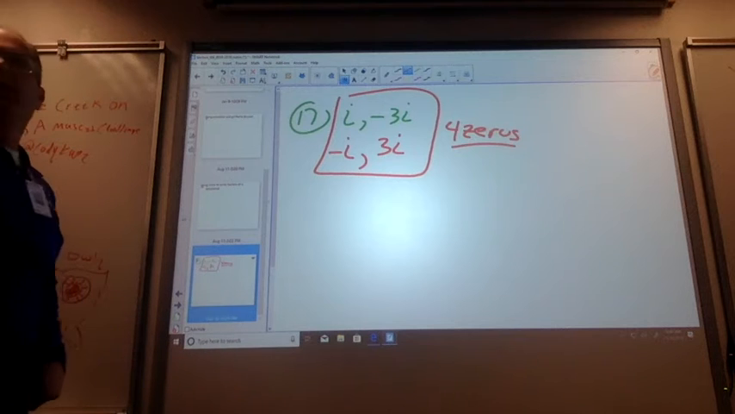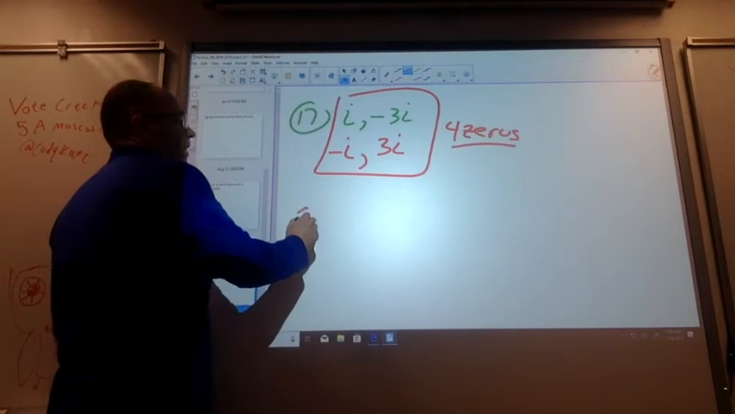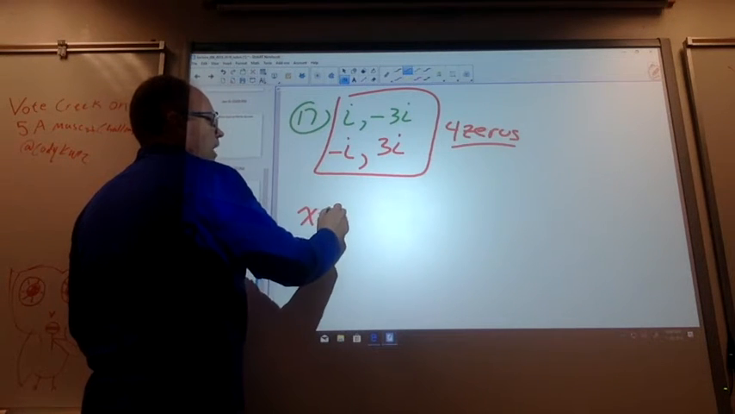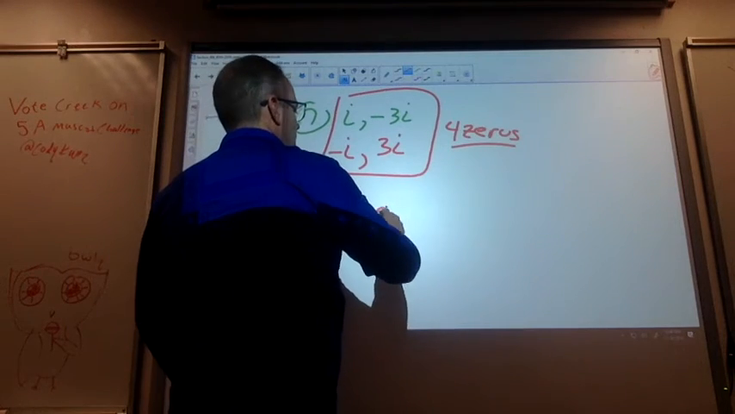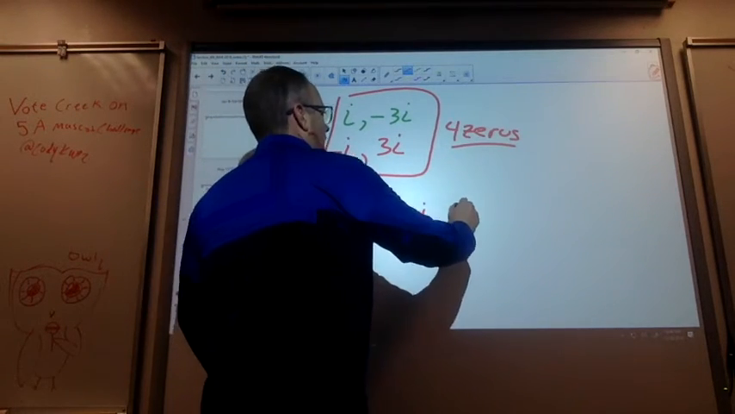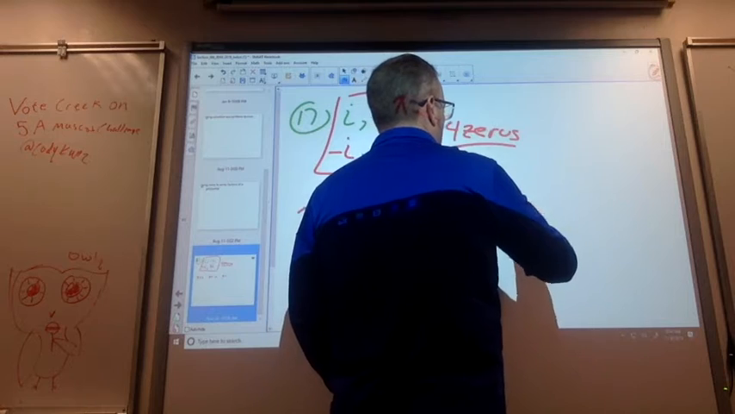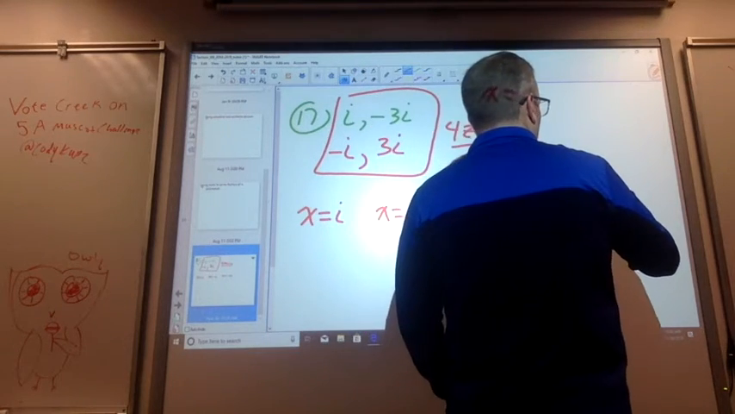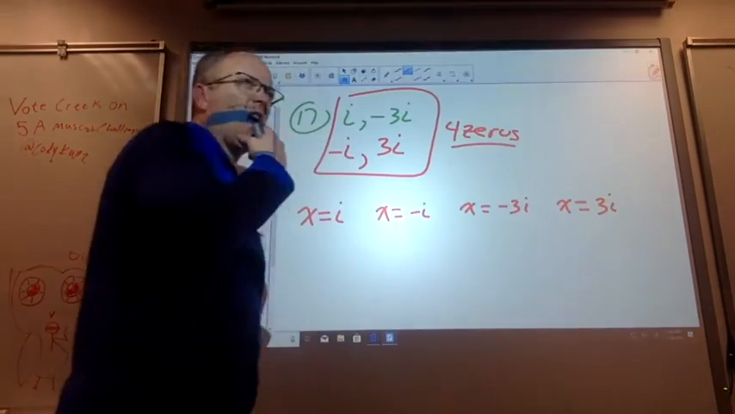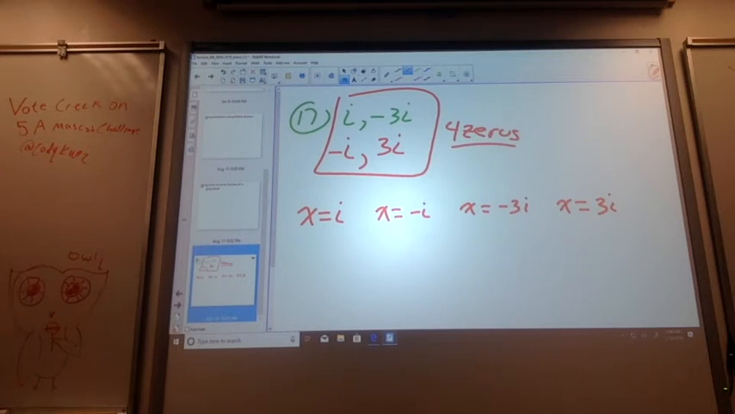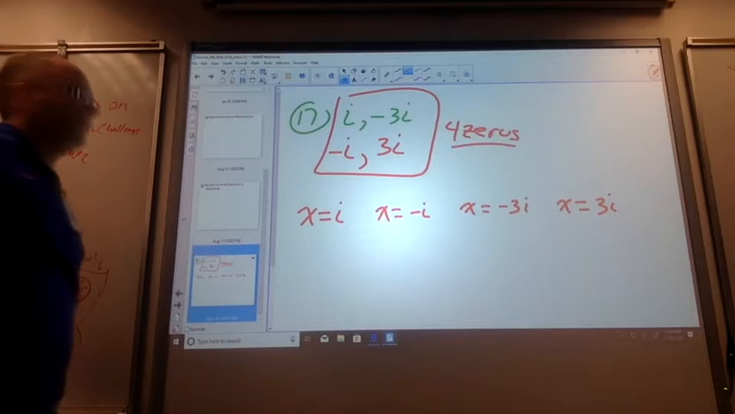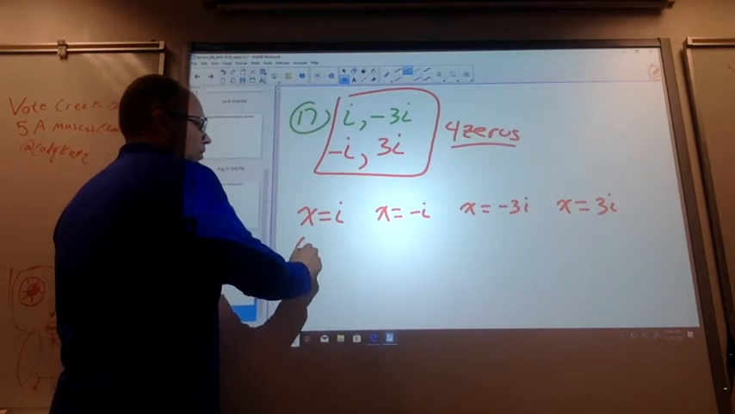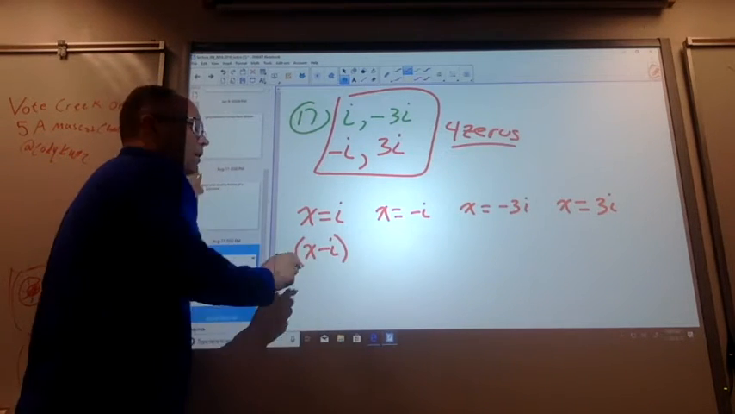Okay? So let's figure this out. So if I have x equals i, and x equals negative i, and x equals negative 3i, and x equals 3i, okay? Now we have to kind of figure out what these equations might look like. So I could do it a couple of different ways. I could realize this is x minus i. Agree?